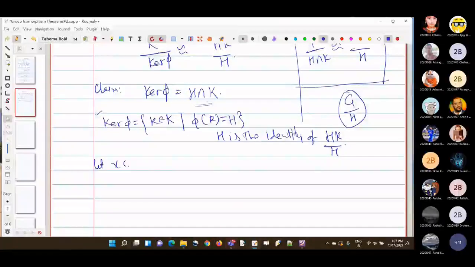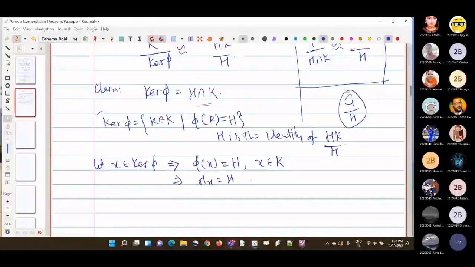So let X belong to kernel of phi. So this implies that phi of X equals H. And this X belongs to capital K. This implies that by definition, phi of X equals HX equals H, and X belongs to K. This implies that HX equals H, so X belongs to capital H, and X belongs to capital K. So this implies that X belongs to H intersection K.